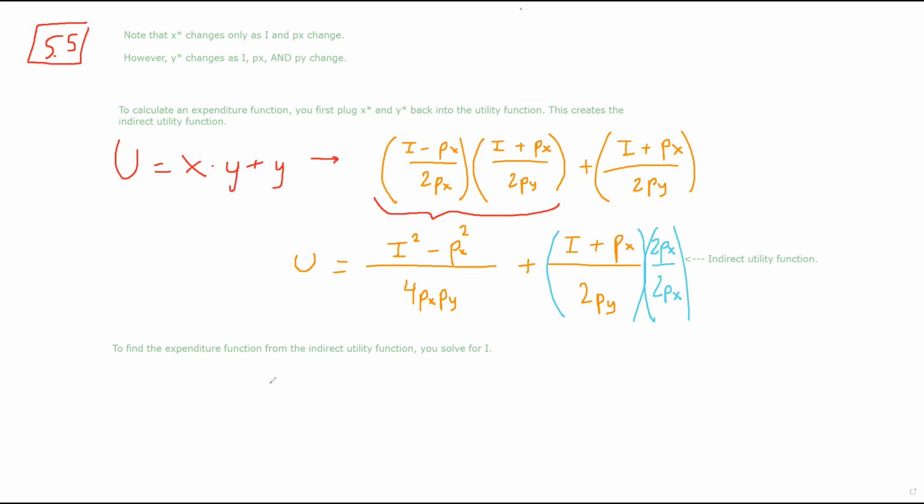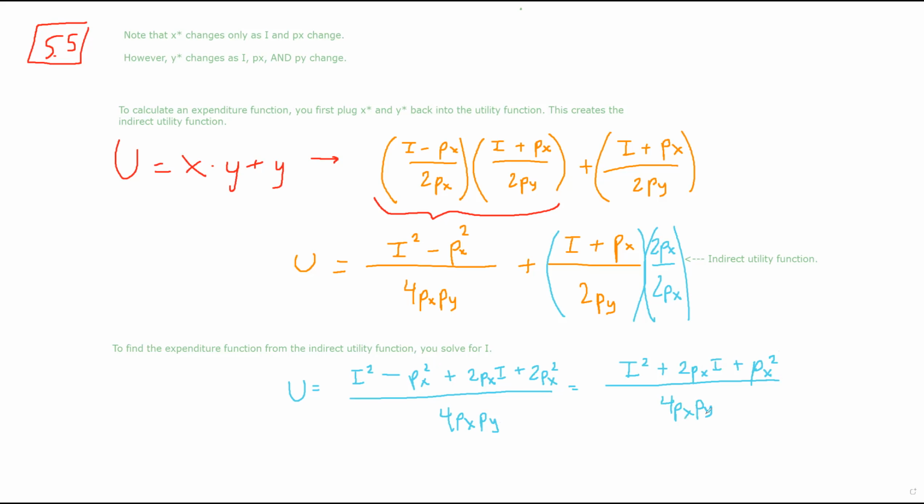In doing so, this gives me a new indirect utility function of I squared minus px squared plus 2pxi plus 2px squared, all divided by 4pxpy. And you might say, how does that help me? Well, you'll see in just a second. If you clean up my numerator a little bit, you get I squared plus 2ipx, plus a negative px squared and a plus 2px squared. That will become plus px squared over 4pxpy.